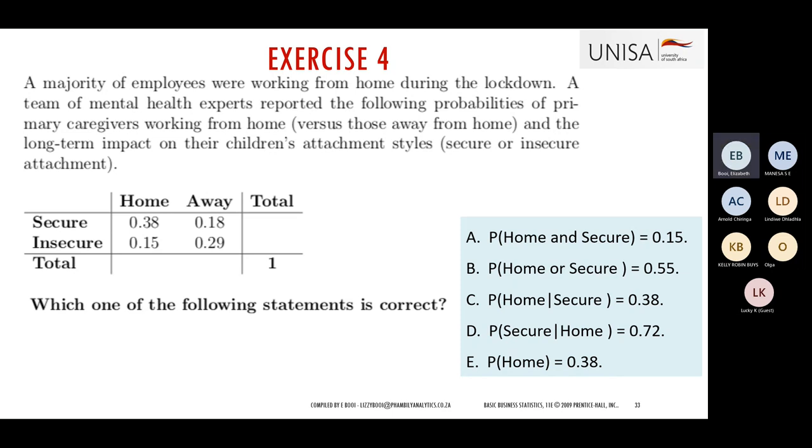So they've given you the joint probabilities: home and secure is 0.38, away and insecure is 0.29, away and secure is 0.18, and home and insecure is 0.15. And they gave you the grand total. What they didn't give you is the simple probabilities. So you can calculate your simple probabilities. Let's do that before we answer any of the questions. So, simple probability for home: take a calculator and give me the values.